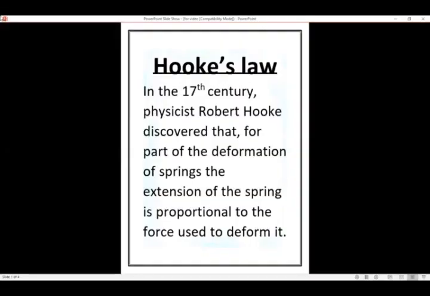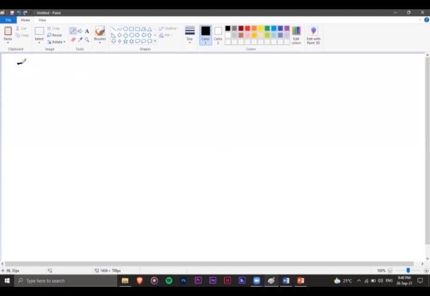So today's class is based on Hooke's law. In the 17th century, physicist Robert Hooke discovered that for part of the deformation of a spring, the extension of the spring is proportional to the force used to deform it. And this relation we know as Hooke's law.